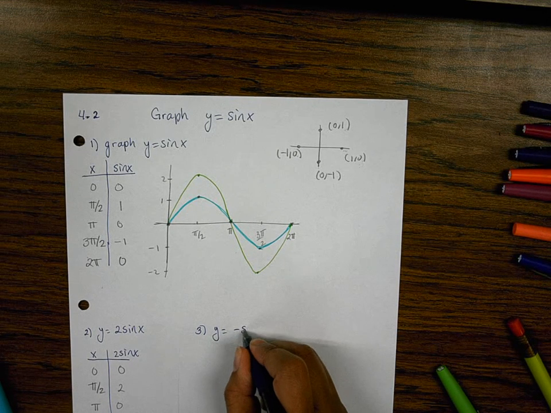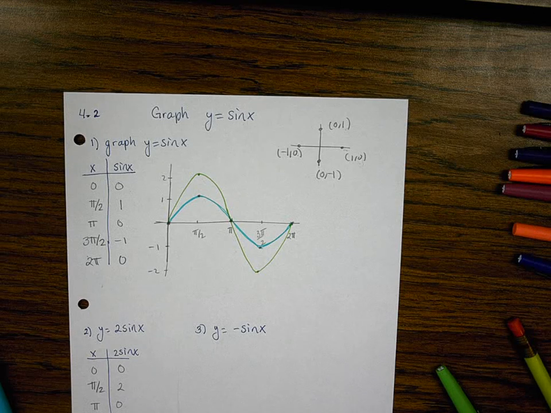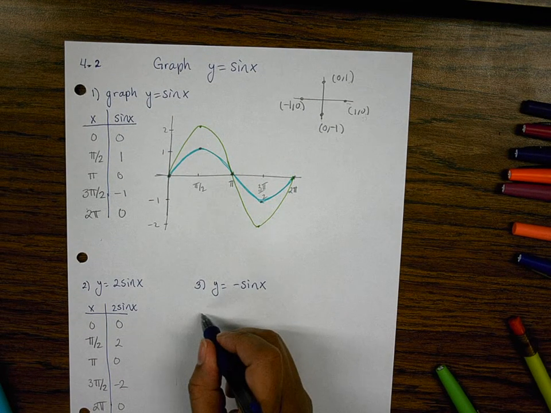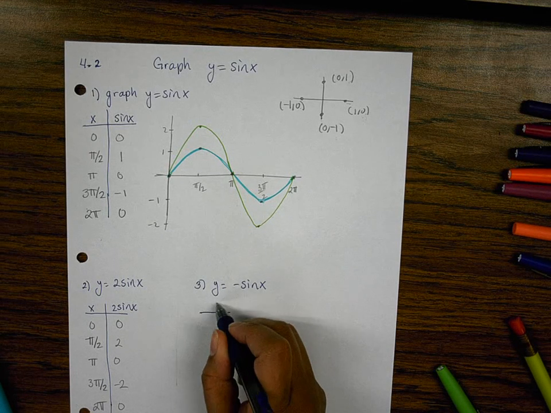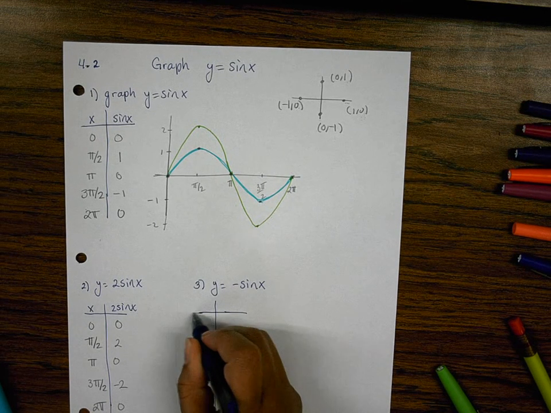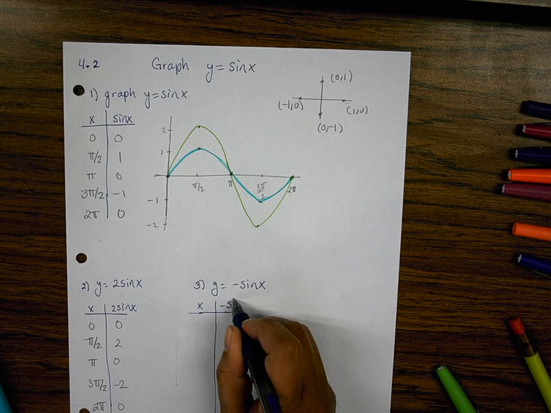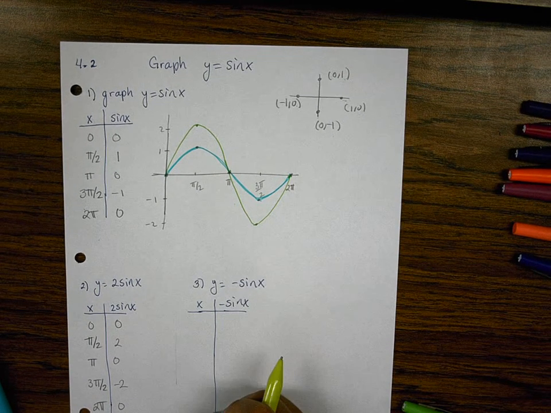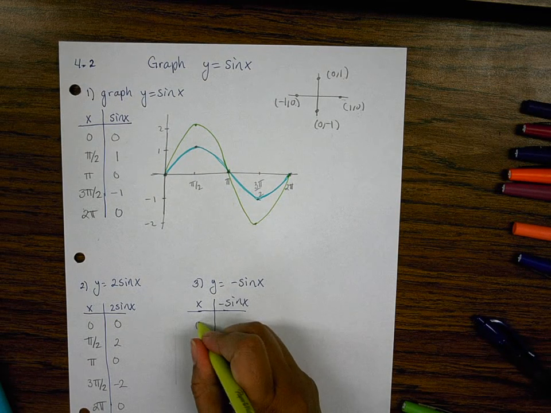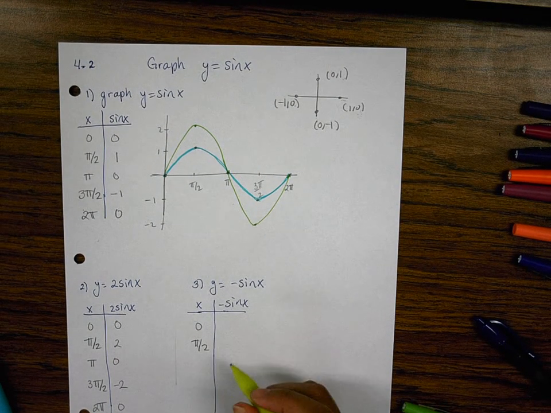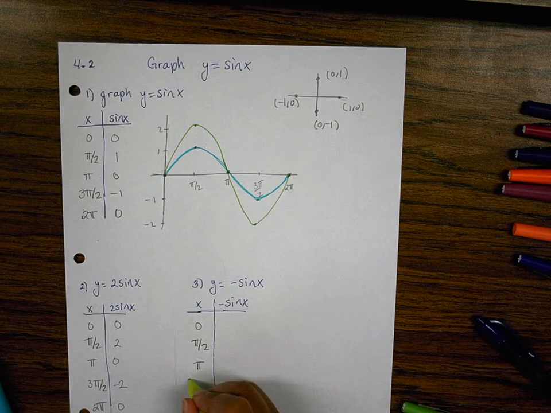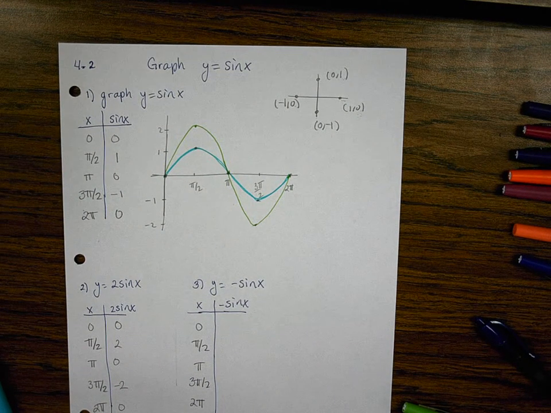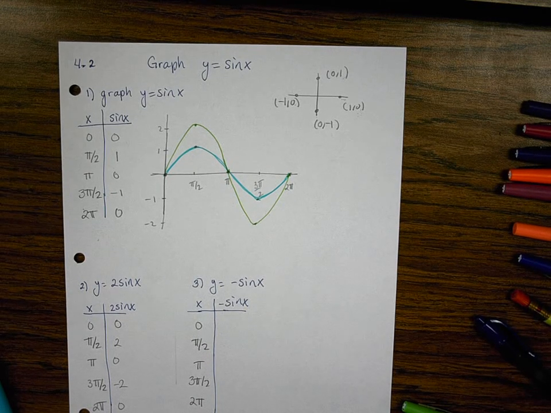All right, number 3, y equals negative sine x. Okay, do you remember what happens with this one? Let's go ahead and make our t-chart. X, and this is negative sine x because that's what y is. Same set of values: 0, pi over 2, pi, 3 pi over 2, and 2 pi.